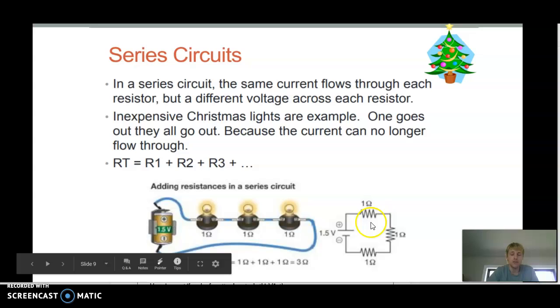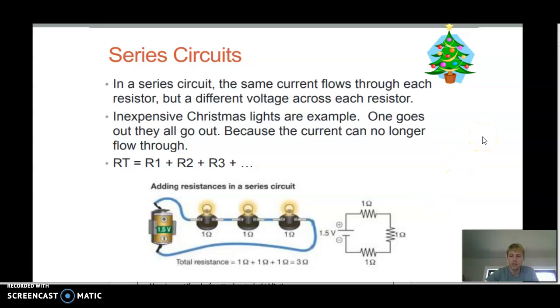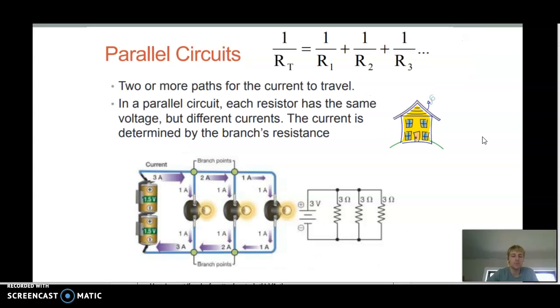The current, however, is always the same because there's only one path to take. So the current must be the same anywhere you measure inside this wire. So those are the kind of basic ideas behind a series circuit. Let's take a look at a parallel one.